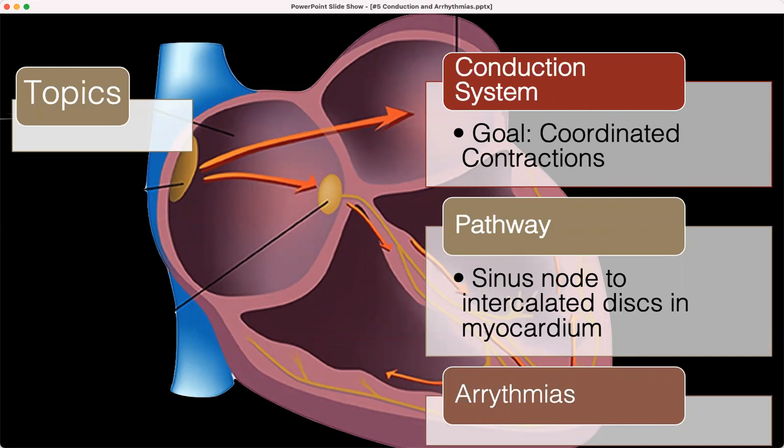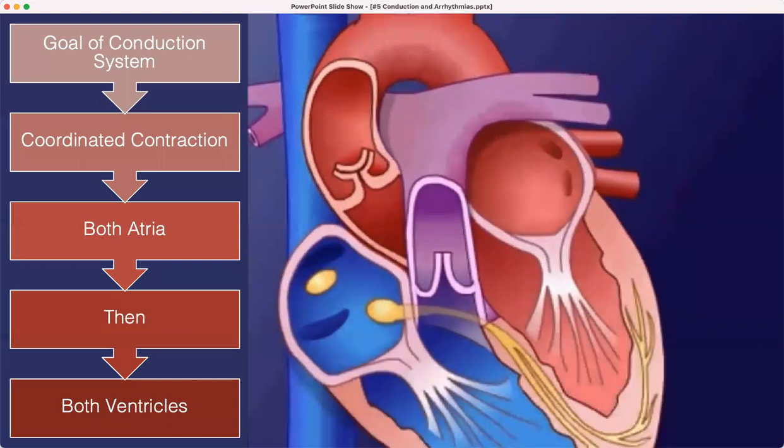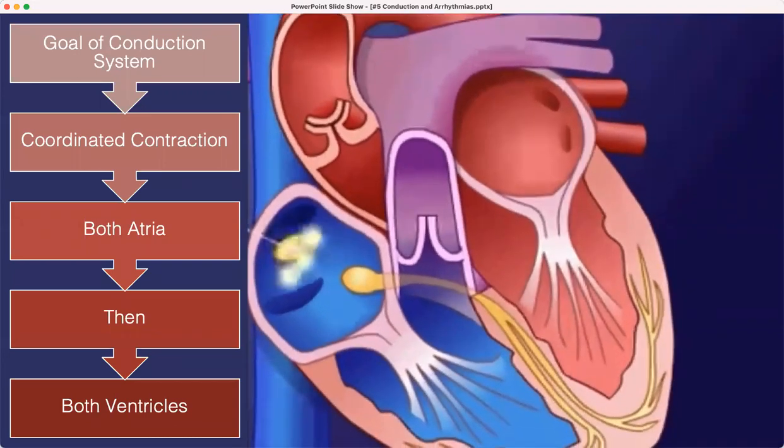And we're going to go through all of these different pathways, starting with this sinus node that's right here, where the inferior vena cava and superior vena cava come into the right atrium. And then spreading to, of course, the AV node and then the rest of the conduction system. Of course, the whole goal is to make sure everything is perfectly coordinated.